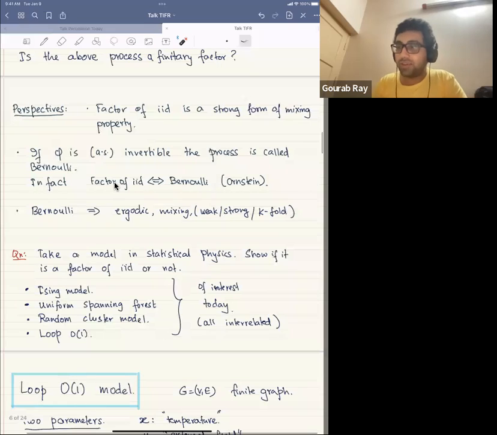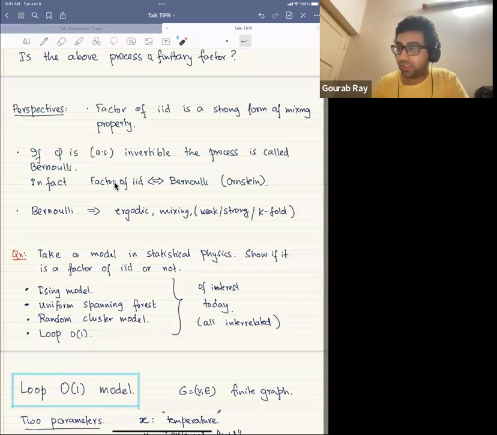Okay, so factor of IID actually came, as far as I know, from ergodic theory mostly. It basically started from the work of Ornstein, as far as I understand, and it's really a strong form of mixing property.